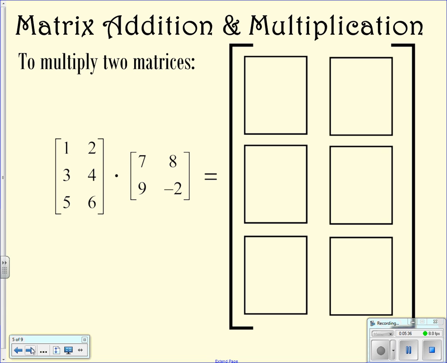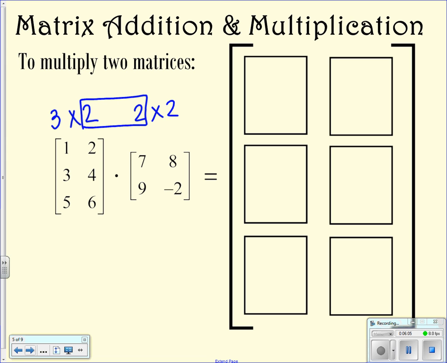When we are multiplying, we first have to make sure that we can even multiply the matrices, because you can't multiply all matrices together. This first matrix is a 3 by 2. Remember, you have 3 rows and 2 columns. And then the second one is a 2 by 2. You can only multiply them if these two numbers are the same.